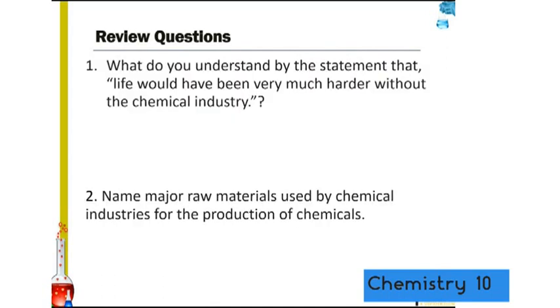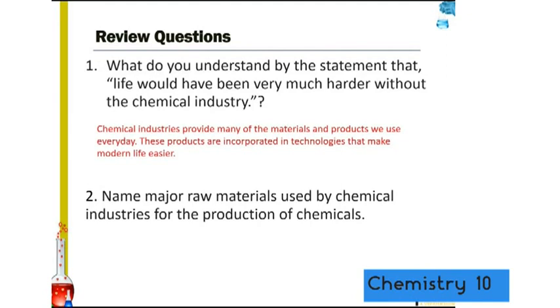Review question 1. What do you understand by the statement that life would have been very much harder without the chemical industry? Chemical industries provide many of the materials and products we use every day. These products are incorporated in technologies that make modern life easier.